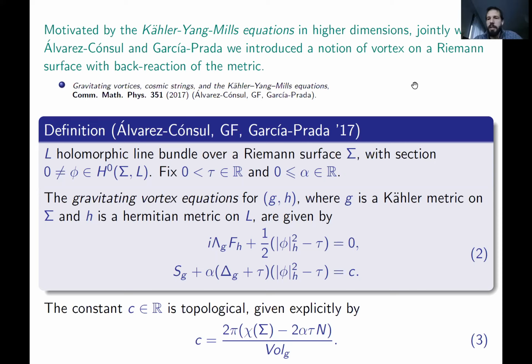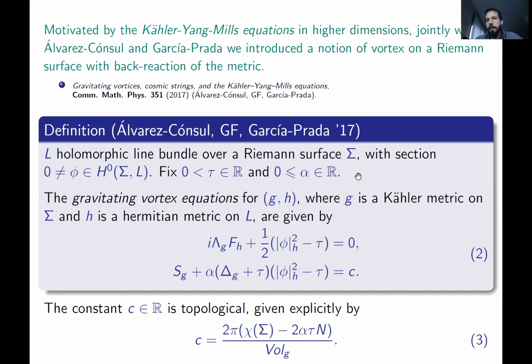So the definition is as follows. You take L to be a holomorphic Hermitian line bundle over a Riemann surface sigma. We fix a holomorphic section phi as before. And then we fix two parameters. One is tau, which appeared before in the abelian vortex equations. And the other one is another parameter alpha, which, if you like this analogy with physics, is going to be something like the gravitational constant.